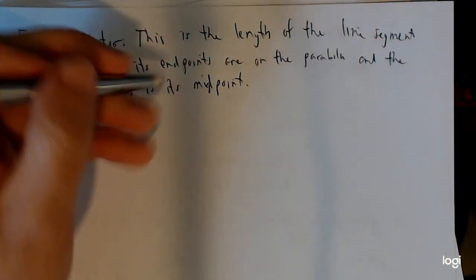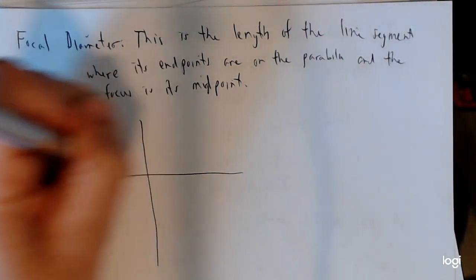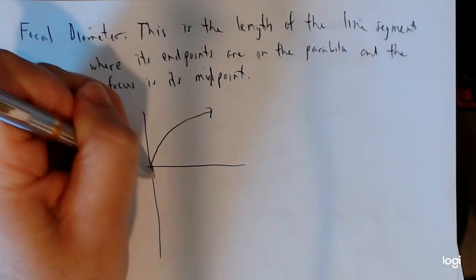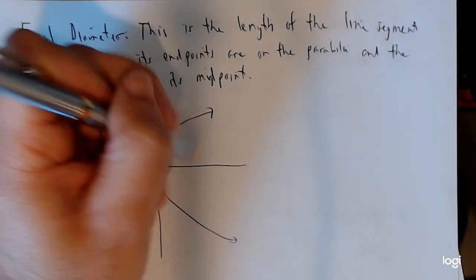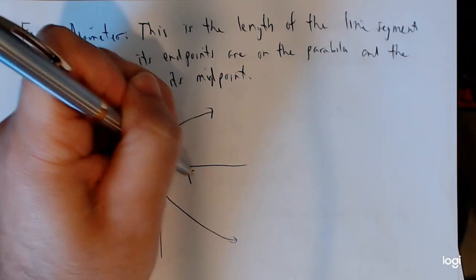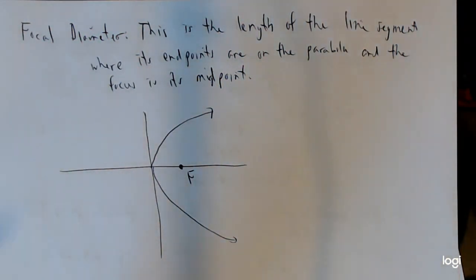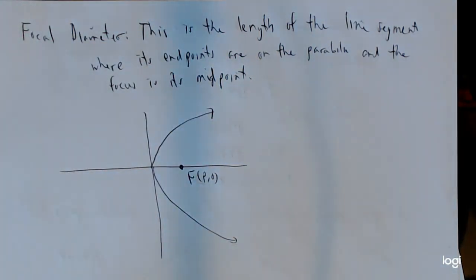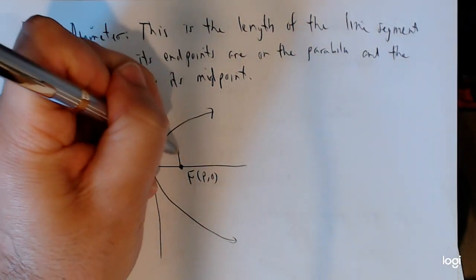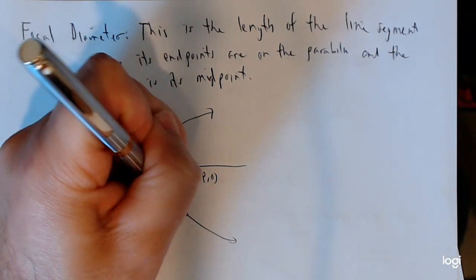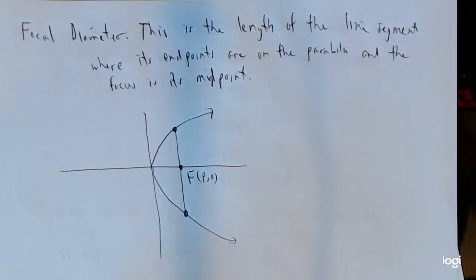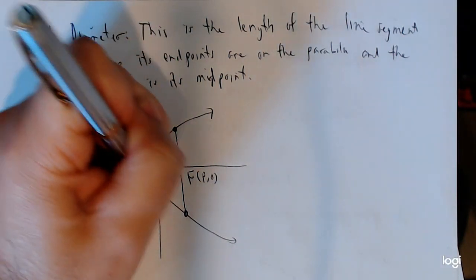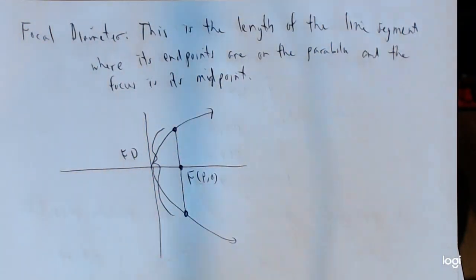So let's draw out an example. If I have a parabola that, let's say, opens to the right, here's what I know. If it opens to the right, we know the focus is going to be somewhere in here, right? I'm just making that up. Let's call that the focus. And we know that this has coordinates p, 0. So what is the focal diameter? The focal diameter is this length. This whole thing right here, I'll call it FD for focal diameter.